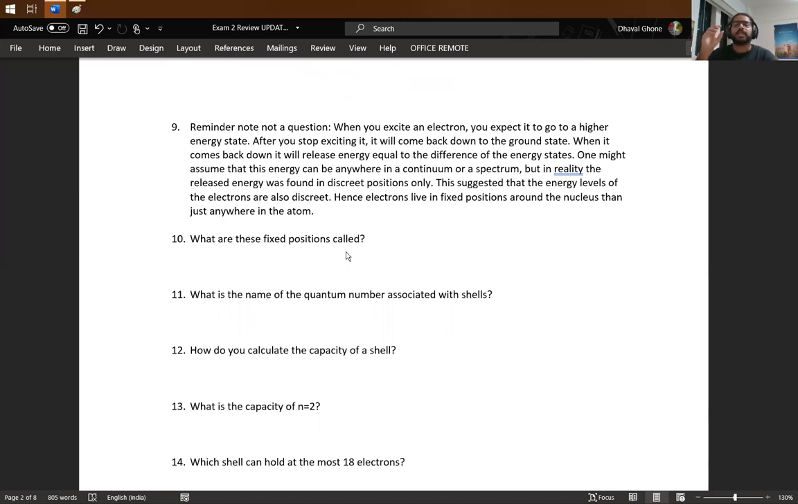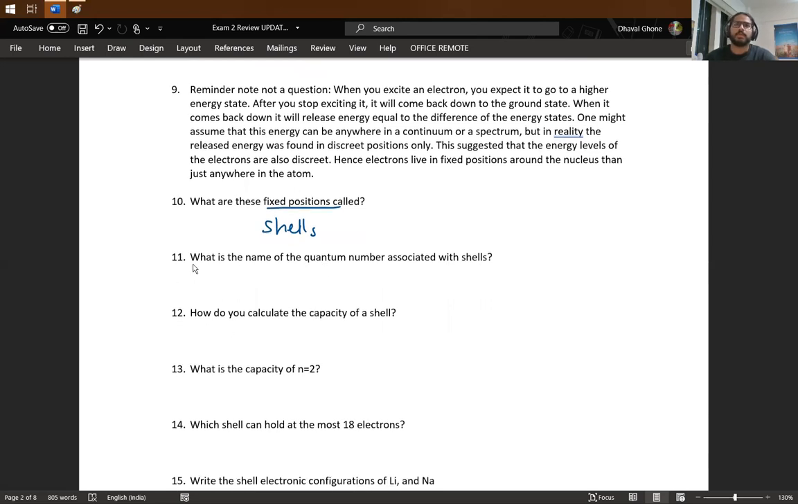And that suggests that the energy levels in an atom are not like any possible spectrum, but discrete levels around the nucleus where the electron can live. And that led to the theory that energy in an atom is quantized and not in a spectrum. And so then my question with this note is, what are these fixed positions in the atom around the nucleus called? And the right answer to this is shells. And so electrons live in shells of fixed energies, and each shell has its own capacity.